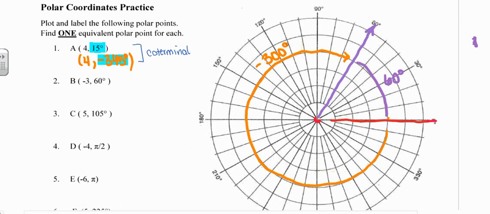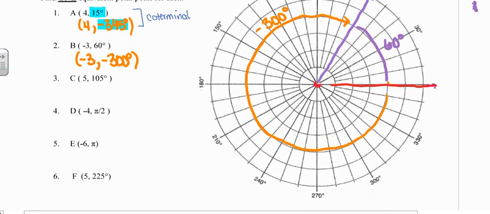So again, same ray, I'm just getting there clockwise instead of counterclockwise. I'm going to go ahead and use the same radius, but use the coterminal angle of 300 degrees. All right, and now when we want to actually plot that point, we understand that that negative angle means to go ahead and reflect through the pole. So I'm going to reflect through the pole, and on that reflection, count out 3 units. So there would be my letter B.